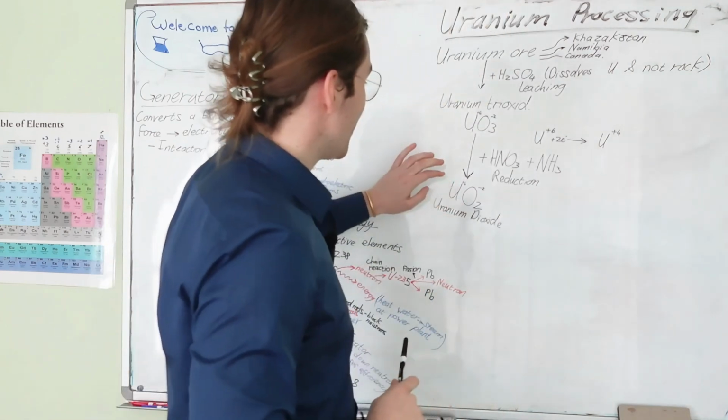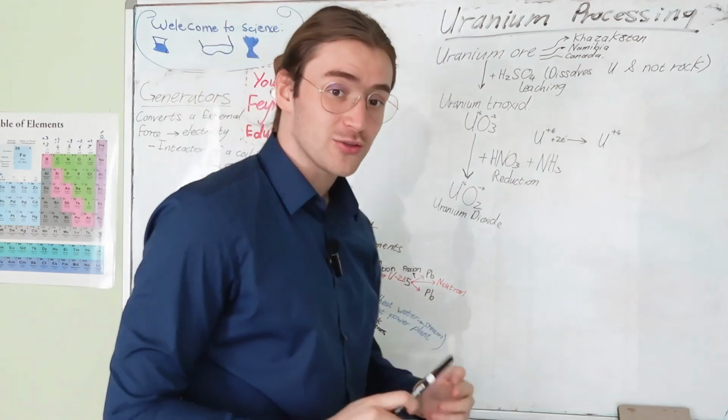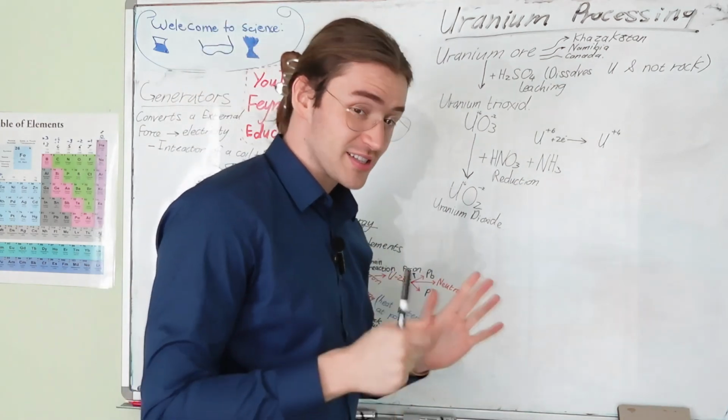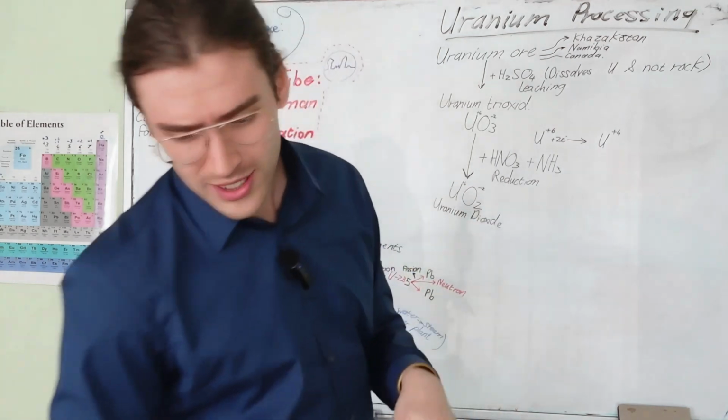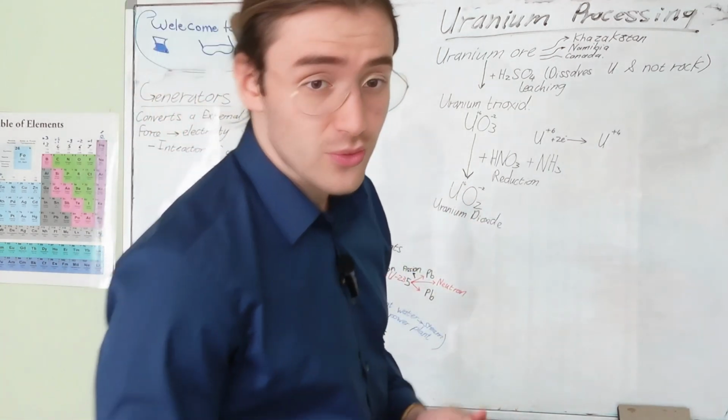Now, this is where the good stuff happens. Okay, now, we were saying earlier that uranium is going to have isotopes. Now, this is important to know. You can have something like uranium dioxide, that is uranium-238 or uranium-235.